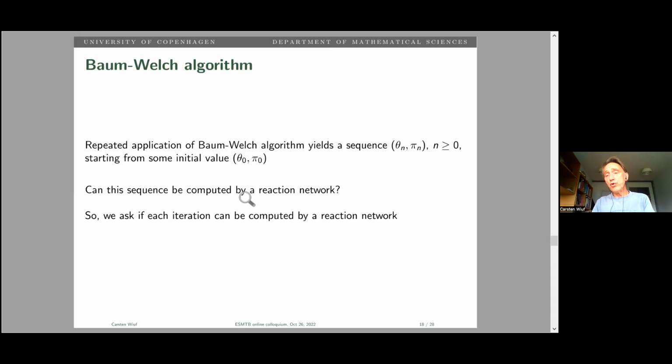If it could be computed by a reaction network, then we have found a way of calculating the Baum-Welch equilibrium, or the Baum-Welch algorithm, using a reaction network instead. So what we really ask is if each iteration can be computed by a reaction network. That means that we would have to iterate the reaction network also many times in order to replicate the Baum-Welch algorithm.